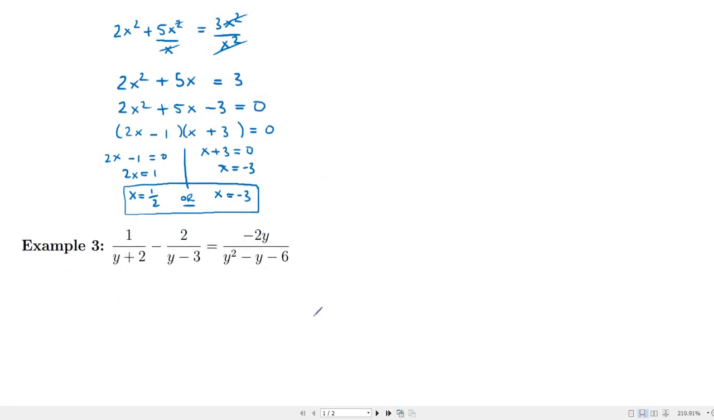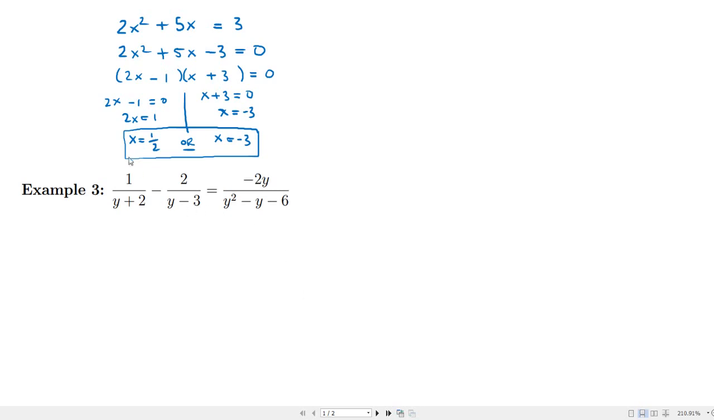Going on to our next example, so we have 1 over y plus 2, 2 over y minus 3, and this other fraction. So this trinomial we should factor first. So what is the factorization? We have 1 over y plus 2 minus 2 over y minus 3 equals negative 2y over, and then factoring this, we have y and a y. The leading coefficient was a 1. We need the product to be minus 6 and the sum to be negative 1. So that looks like it will be minus 3 plus 2.